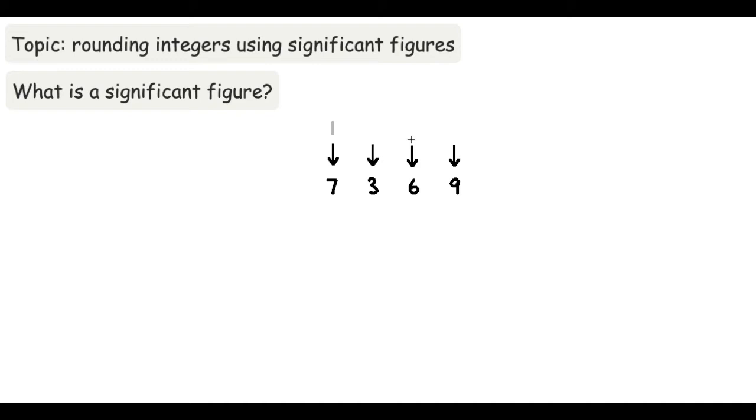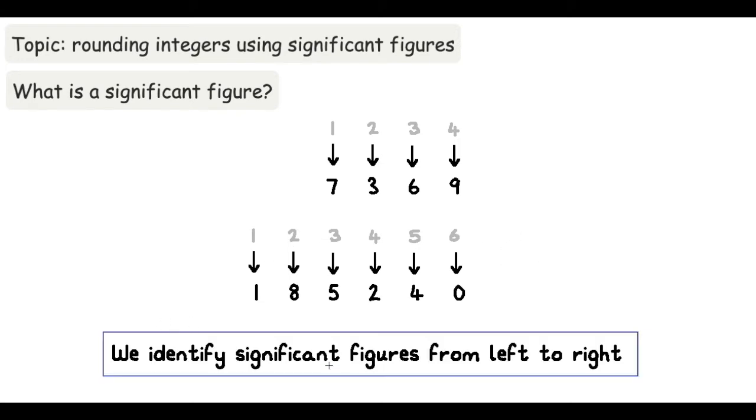Now, the next digit we'd want to know is this 3 in the hundreds, and this is the second significant figure, and there's a bit of a pattern here because the next number is the third, and the final digit is the fourth significant figure. And working out the significant figures for any integer pretty much works the same way. The first number is the first significant figure, the second number is the second significant figure, and that just continues down to the last digit. So when we're identifying significant figures, we go from left to right.